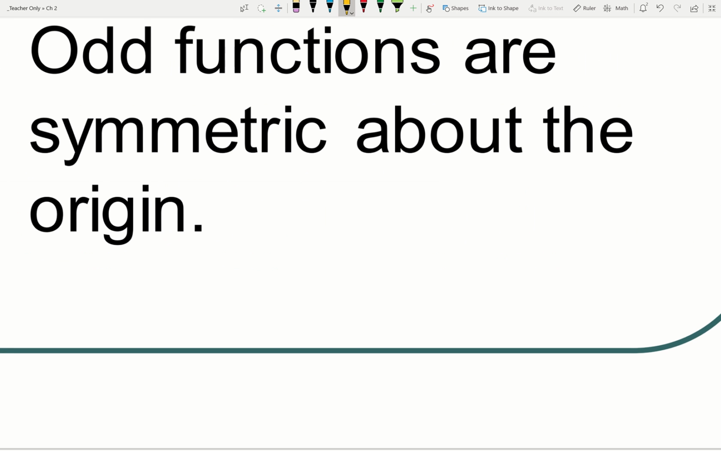For an odd function, this is going to be something that's not symmetric about one of the axes, but it will have rotational symmetry around the origin.